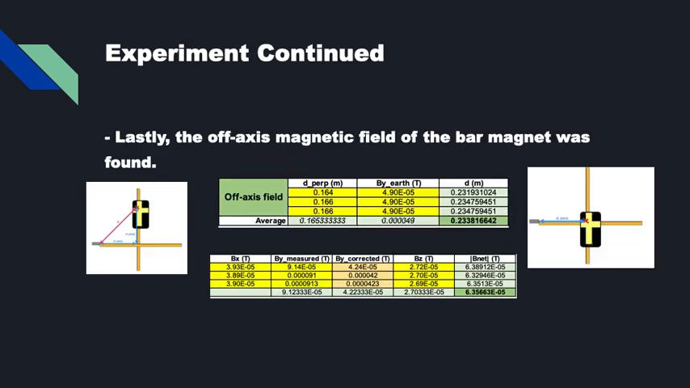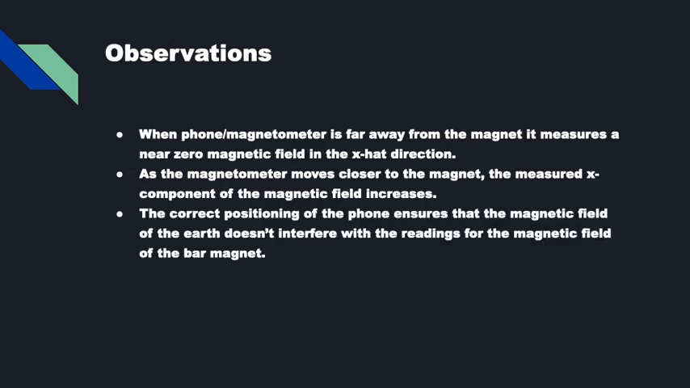So, experiment continued. Lastly, the off-axis magnetic field of the bar magnet was found using Excel. Here are my values and some of the observations made. When the phone and magnetometer were far away from the magnet, it measured a near zero magnetic field in the x-axis direction, and as the magnetometer moved closer to the magnet, the measured x component of the magnetic field increased. The correct positioning of the phone ensures that the magnetic field of the Earth doesn't really interfere with the readings for the magnetic field of the bar magnet.